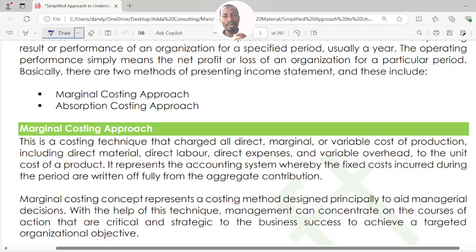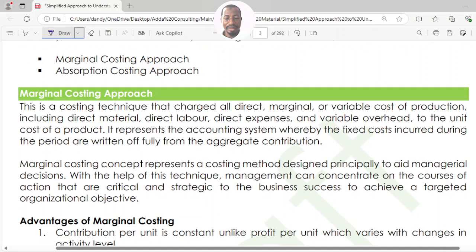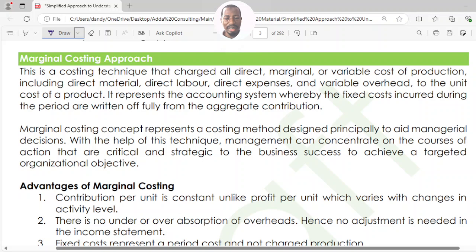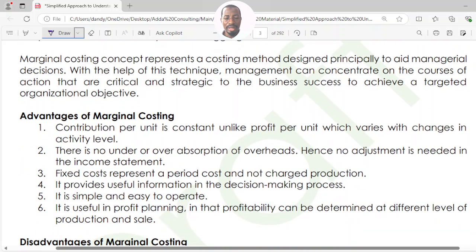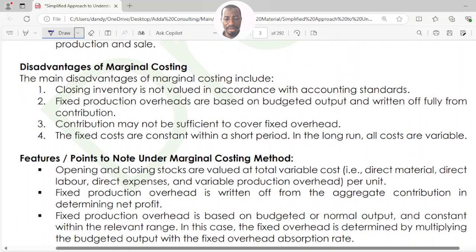However, this marginal costing technique is designed principally to support managerial decision. It is designed to aid managerial decision. This will then allow management to concentrate on the courses of action that are critical and strategic to the business success in achieving a targeted organizational goal. All right. So that is the marginal costing concept. The advantages and disadvantages, you can read them through.